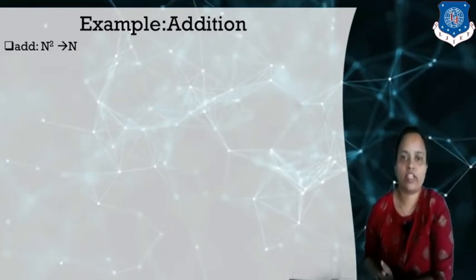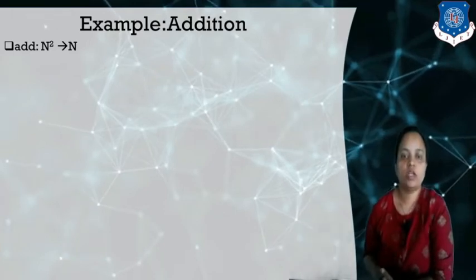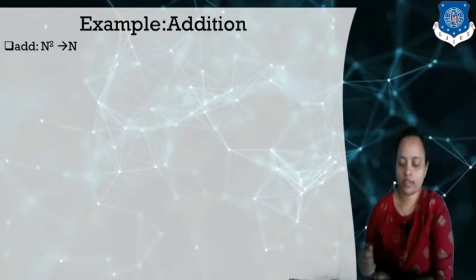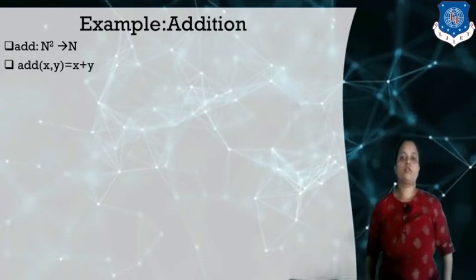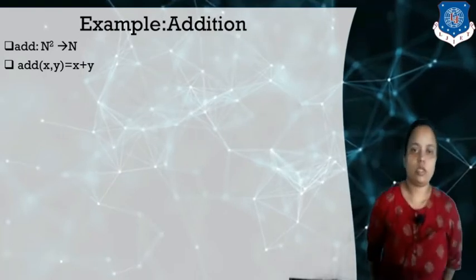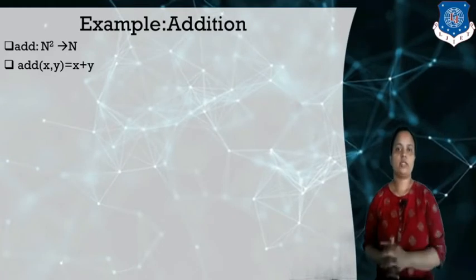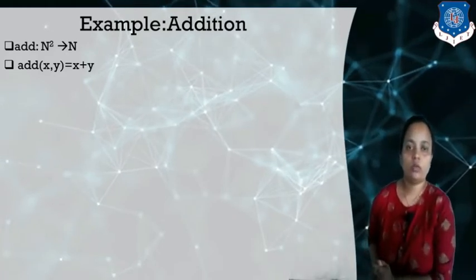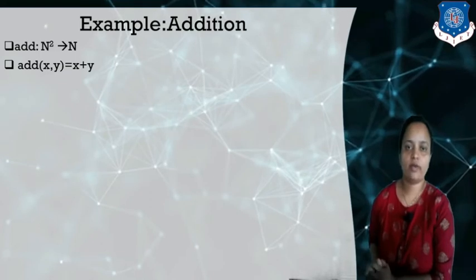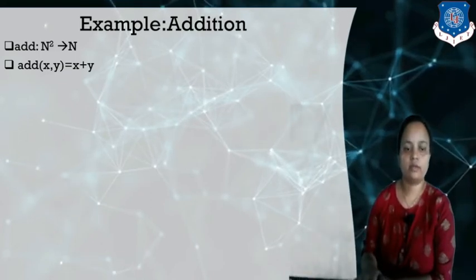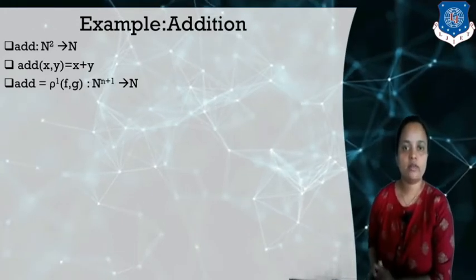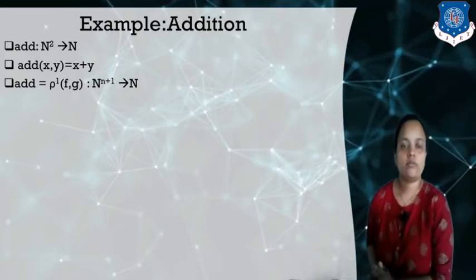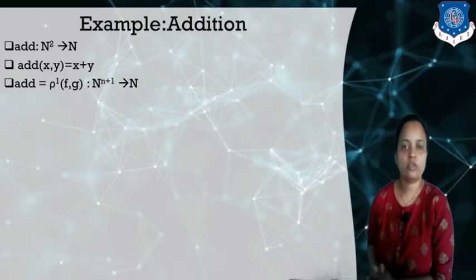Now let us look at the example of the addition function. The addition function takes two inputs and returns a single output. We need to define addition in terms of primitive recursive functions. As we know, we can define a primitive recursive function in terms of two functions, the base case and the recursive case. Add takes two inputs x, y and returns x plus y. Add is our resulting function, which is h, that we discussed in the previous slide. So we define h as the addition function.